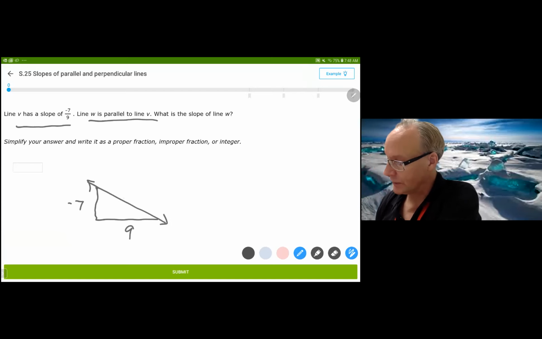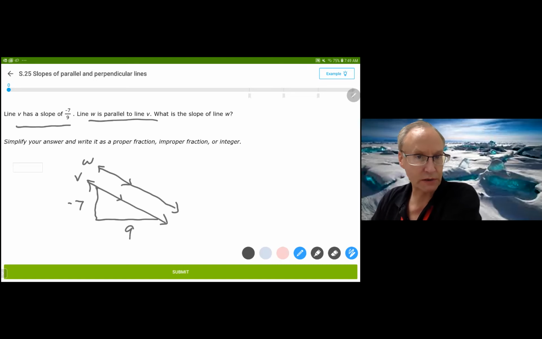And the way we mark parallel in geometry is like this. We draw two lines. So I'm going to label this line V and this line W. And when we say they're parallel, we mark them like this. That would be the geometric markings. Now it says, what is the slope of line W? Well, clearly, if they are parallel, it has the exact same slope, doesn't it? And we can see that. So it's going to be -7/9.